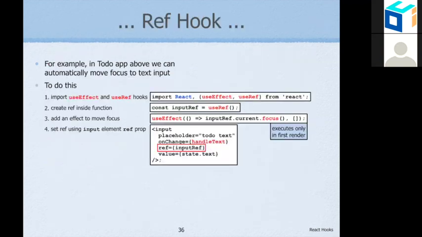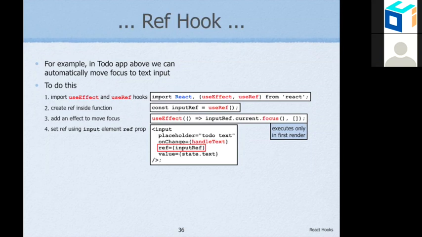So for example, back in my to-do app, I had an input where you could type in the text for a brand new to-do that you want to add. But what if I wanted to make it so that the first time that to-do list component renders, it automatically moves focus into that input? So to do that, I need two hooks here. I need useRef and I need useEffect. So I'm going to import both of those. And then I'm going to create a ref just by calling useRef. I don't have to pass anything to it if I don't need it to have an initial value.